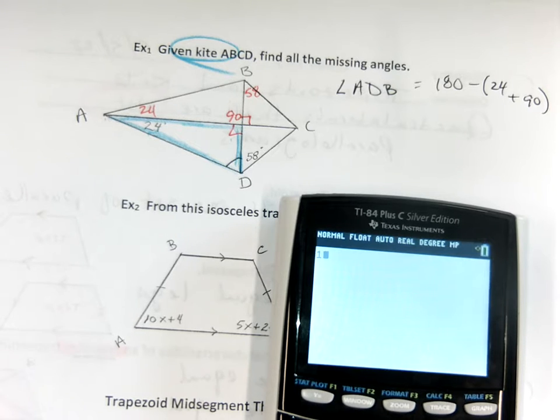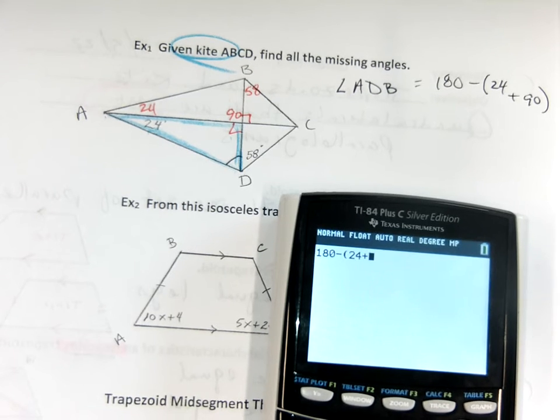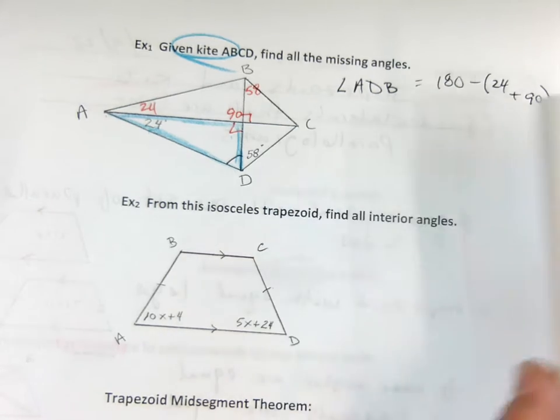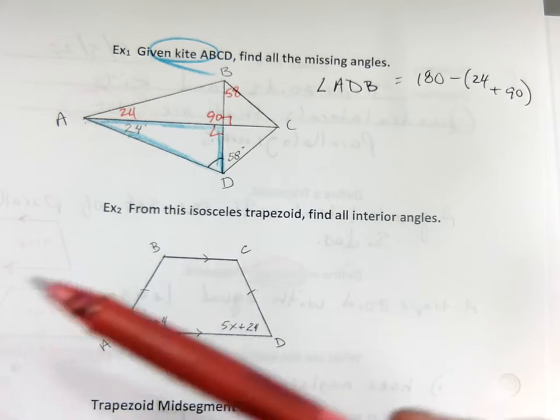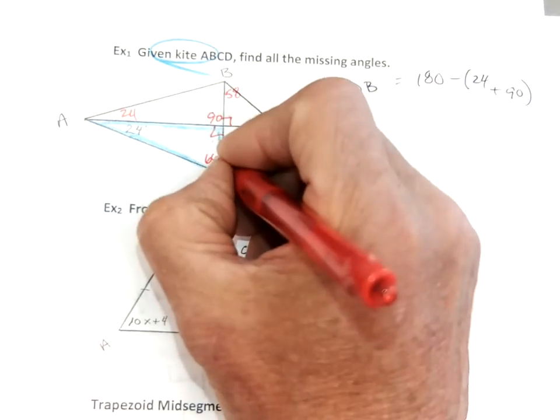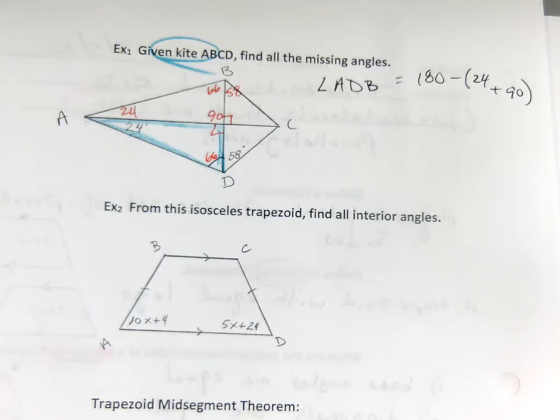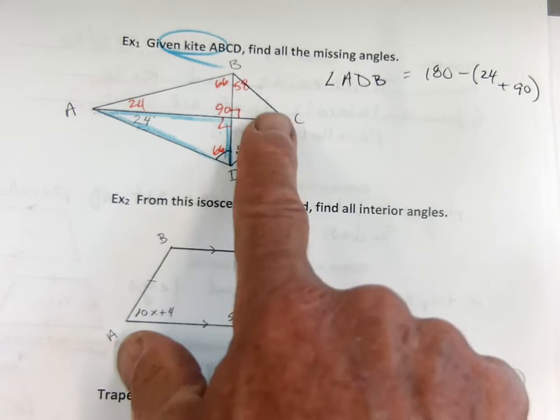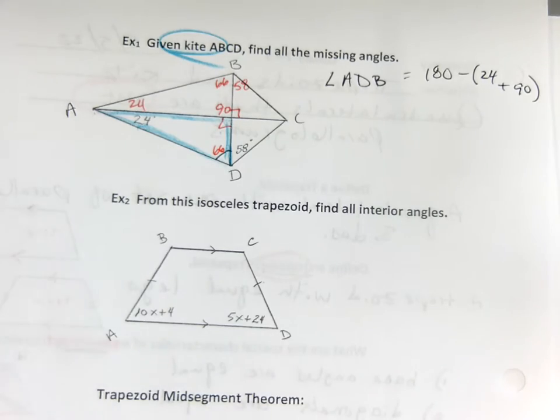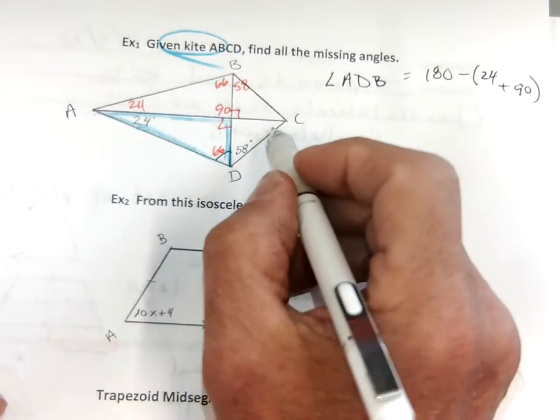So if I go 180 minus, did you get 66, Scott? I believe you, okay. 24 plus 90, so I know that this angle then is 66 degrees. And then this angle has got to be 66. Okay, can you do this on Tuesday? Yeah. Now what about angle C? You do the same thing with 58.